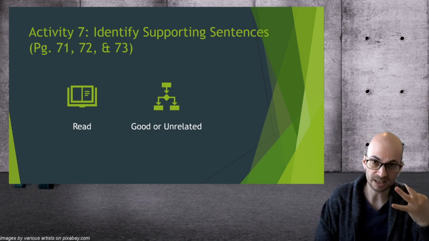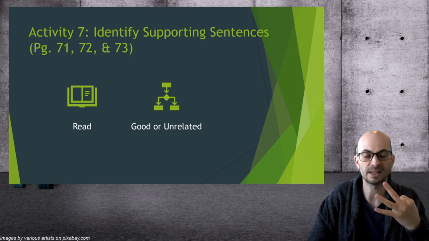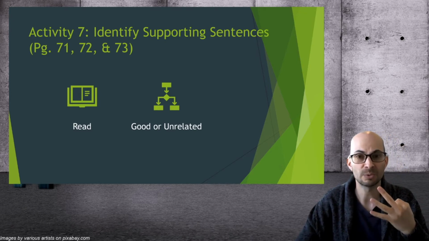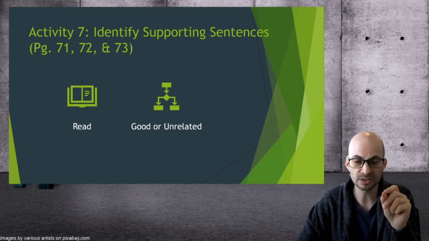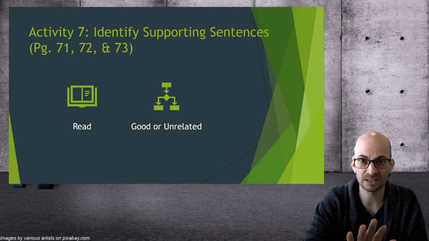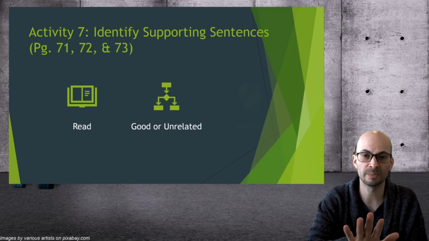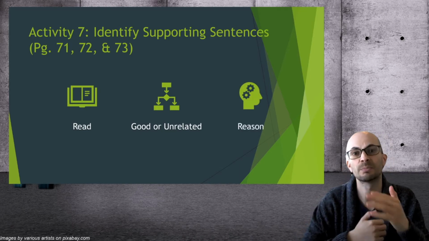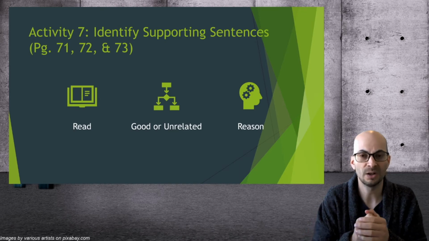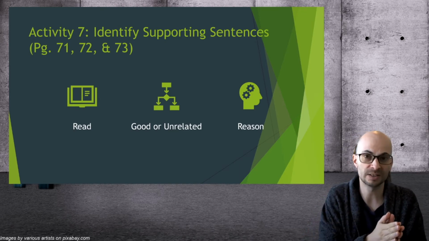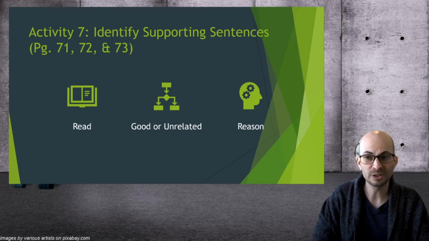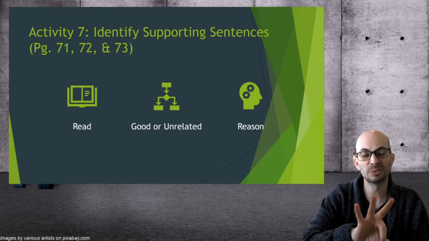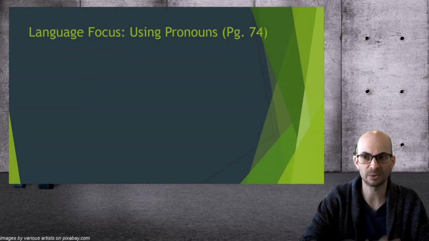There are, I think, 3 sentences they want you to check in each paragraph. Is it good? Is it unrelated? Once you tag it, you decide whether it's good or bad, then provide a reason: why it's a good sentence, why it's an unrelated sentence. You're going to do that 3 times, 3 different examples, 3 different paragraphs.